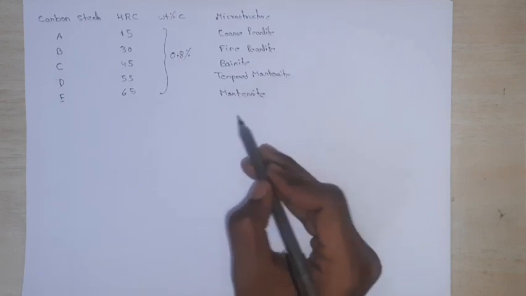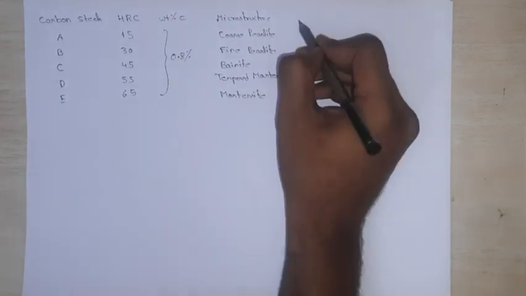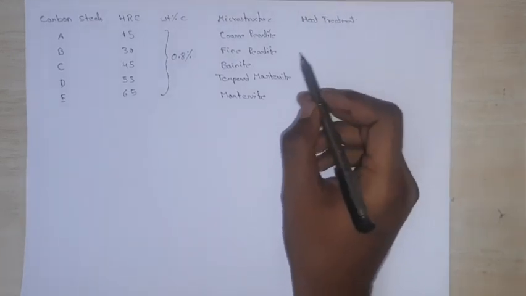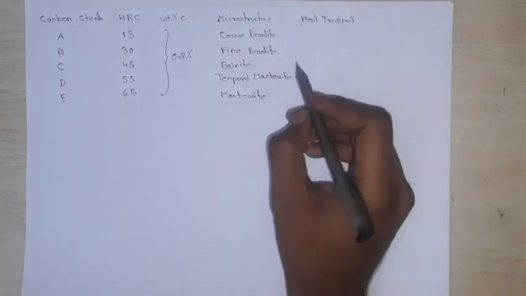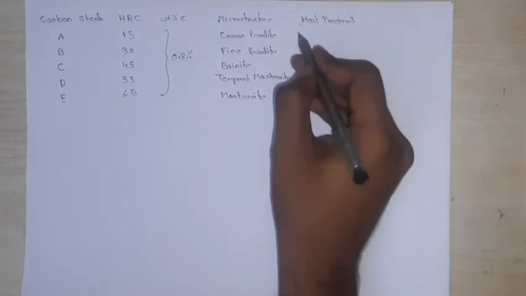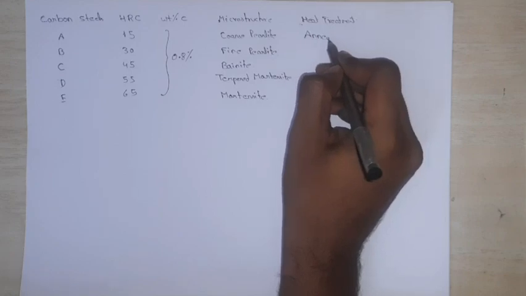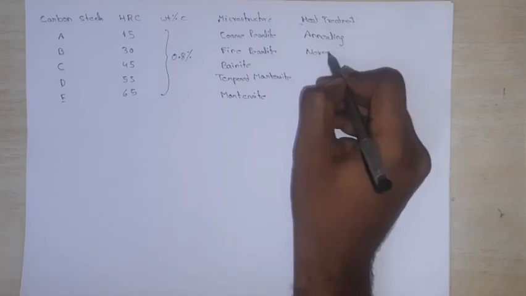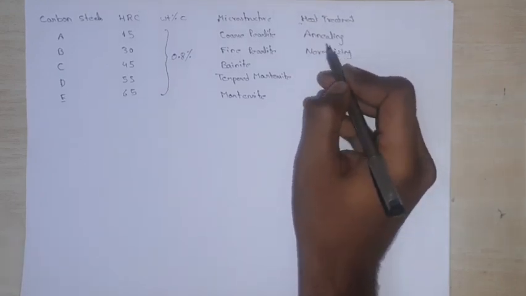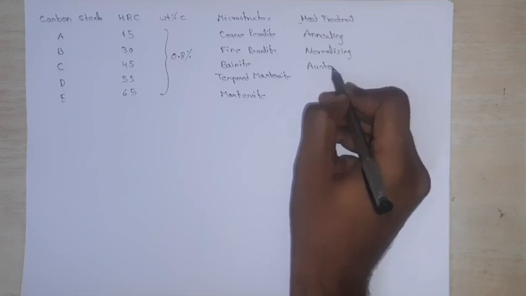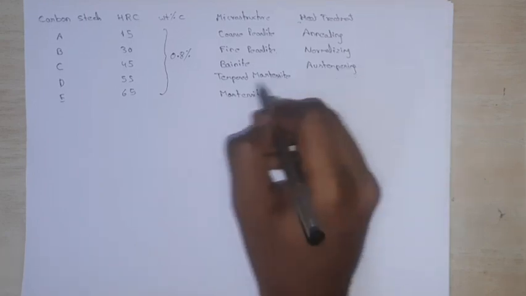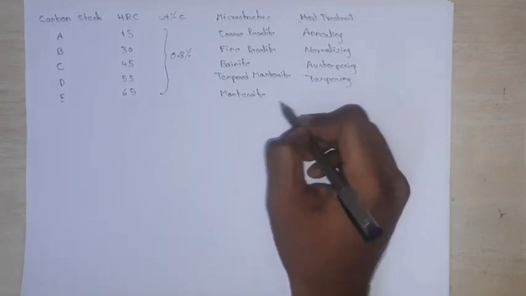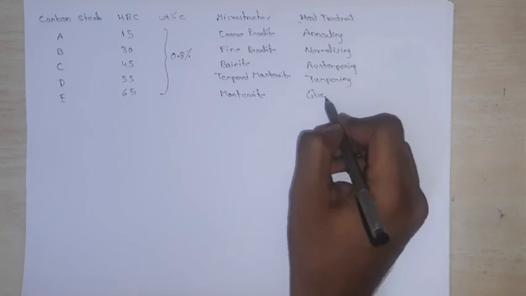So how do they get these different microstructures? Because of heat treatment. Later let us discuss this heat treatment. Here the heat treatments are called annealing for coarse perlite, and normalizing for fine perlite. For bainite it is called austempering. For tempered martensite it is called tempering, and for martensite it is called quenching.